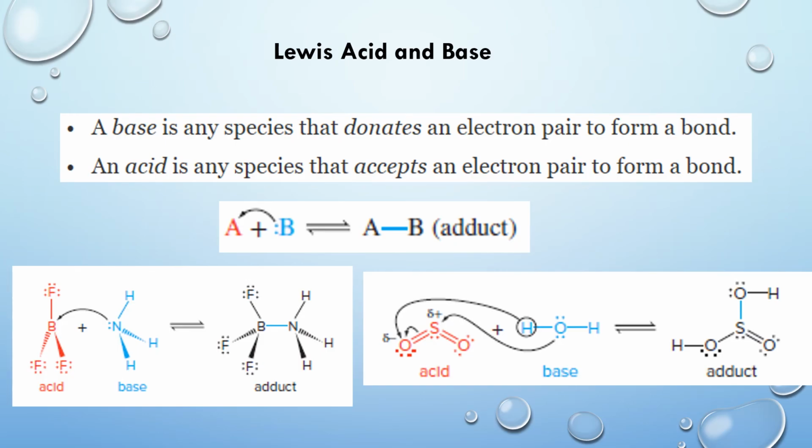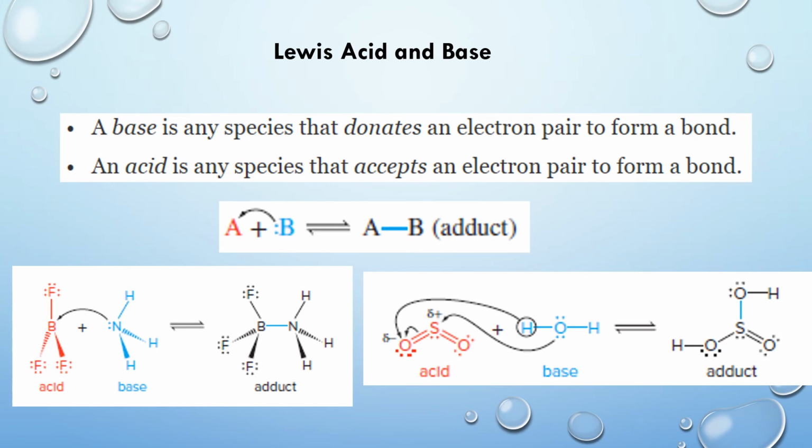So far we have talked about two definitions regarding acid and base. First we have the Arrhenius acid and base. Then we have the Bronsted-Lowry acid and base. For Bronsted-Lowry acid and base, we highlight the proton. The acid donates a proton, and the base accepts a proton. And the last definition about acid and base is called the Lewis acid and base.